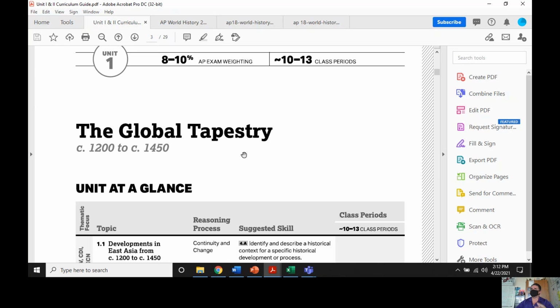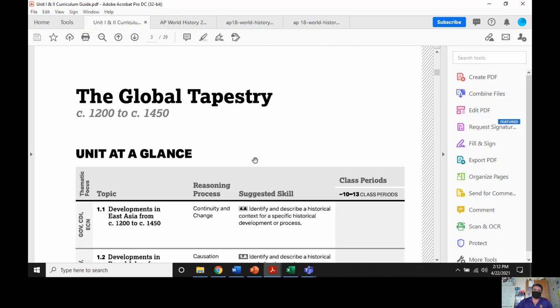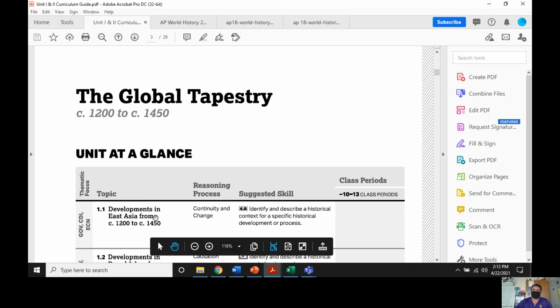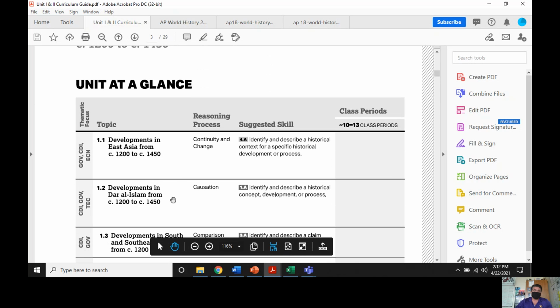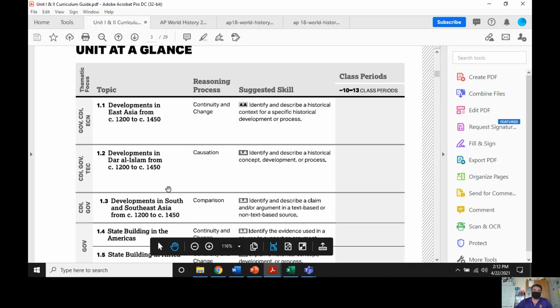So the global tapestry. Who all is out there? What are they doing? What are they like? A lot of it has to do with how they're consolidating control. It's all about state building. We'll start off talking about East Asia, which is probably all we'll get through today. We're talking mainly China. Tomorrow we'll get into Dar al-Islam.